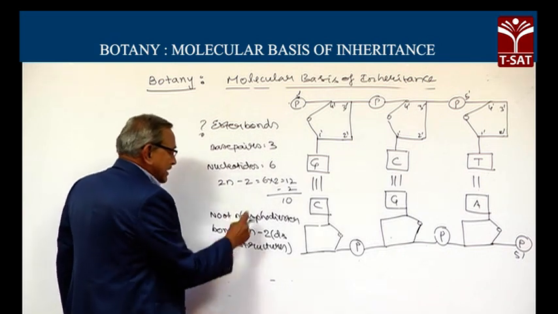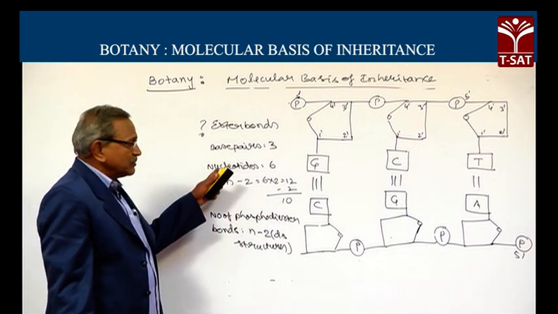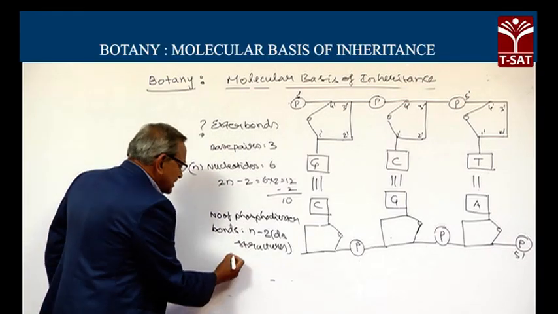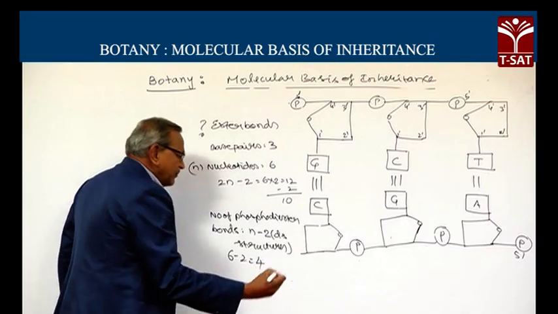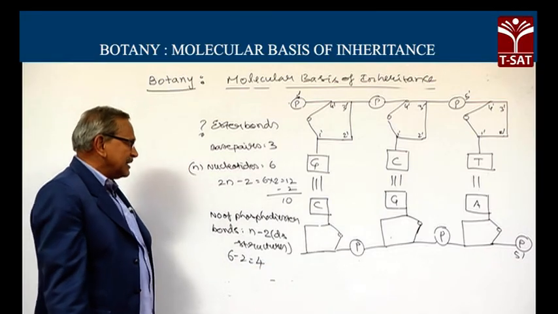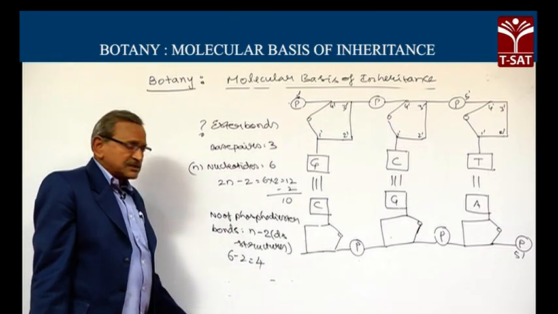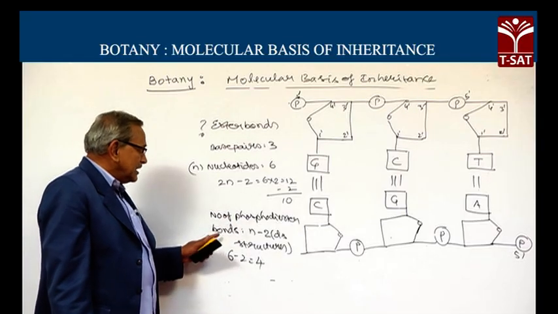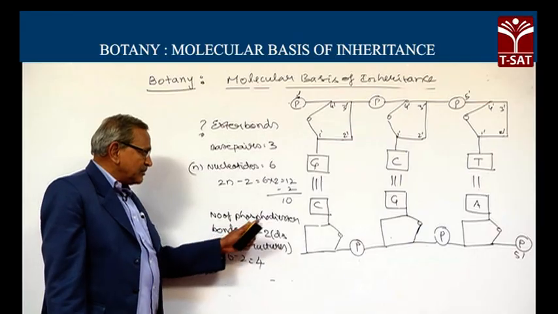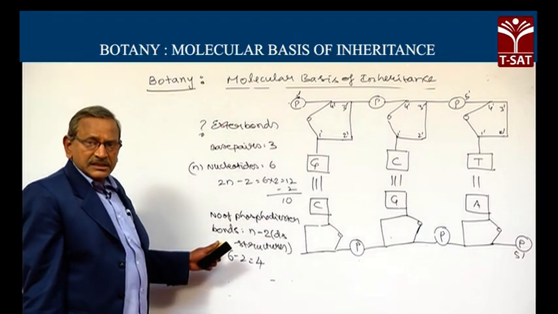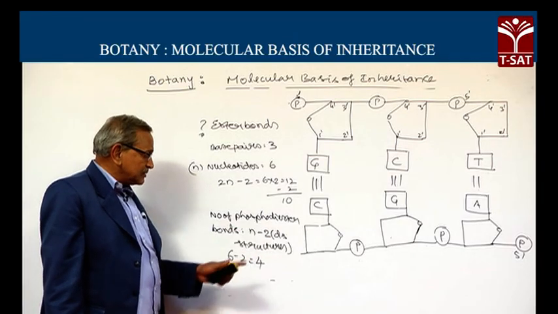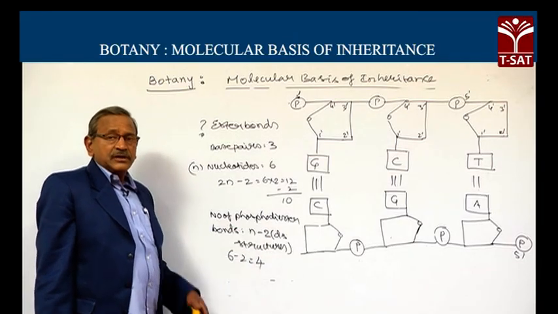So what is our n? N represents the number of nucleotides. So this is 6 minus 2. 4 phosphodiester bonds are here. The number of phosphodiester bonds will be n minus 2. Here n represents the number of nucleotides in the double-stranded DNA. So it is n minus 2, 6 minus 2 will be 4.